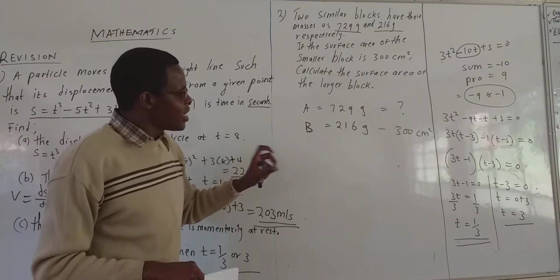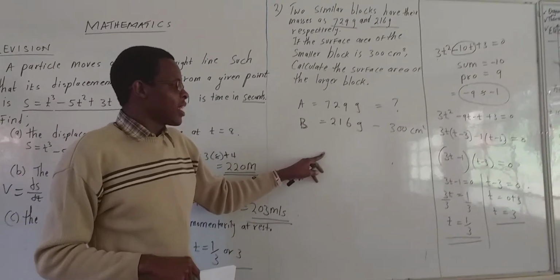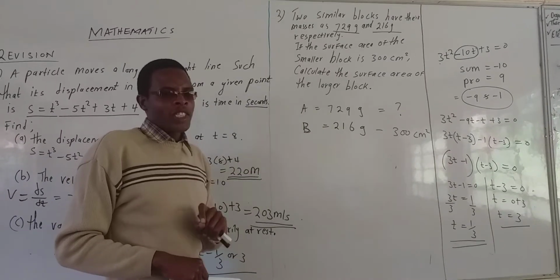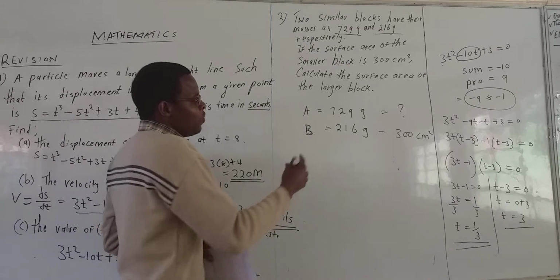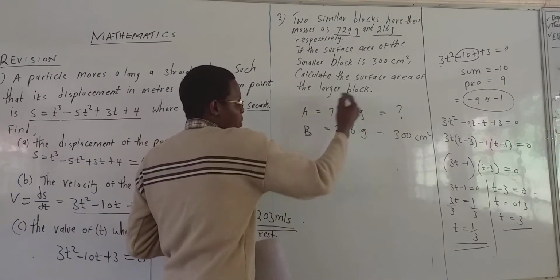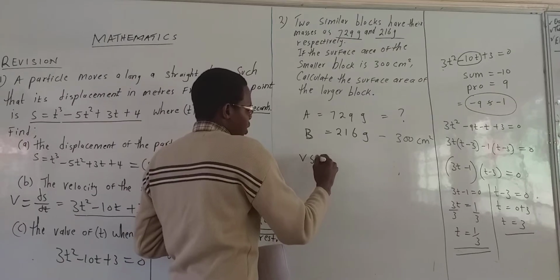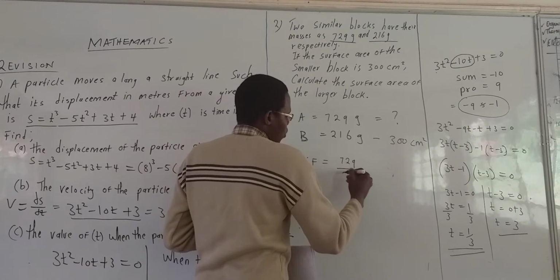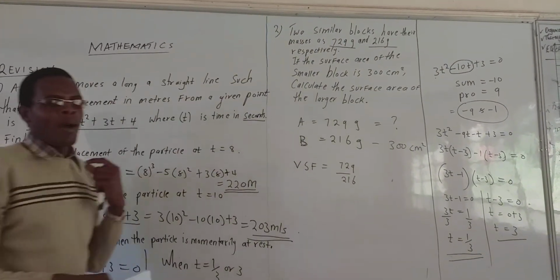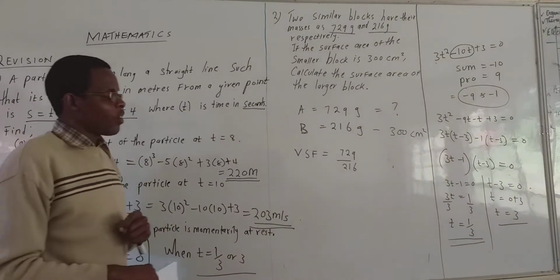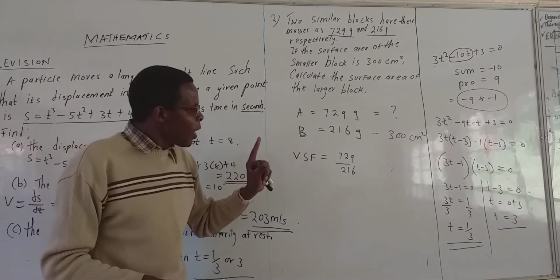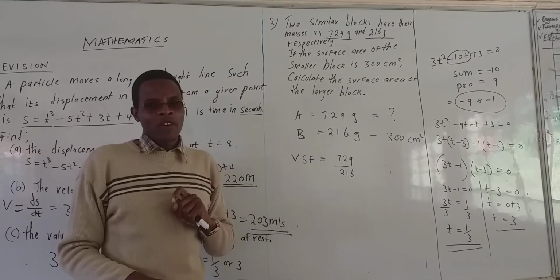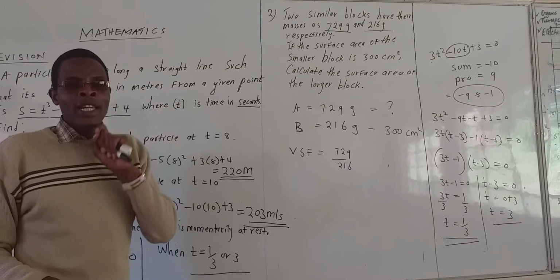Now, the moment you are engaging in such an equation, you have to come up with what they call the volume scale factor, area scale factor, and linear scale factor. If we have to find the volume scale factor from here, then our volume scale factor is going to be 729 out of 216. Now, remember, there is no direct connection between the volume scale factor and area scale factor. So, we have to go to the linear scale factor.